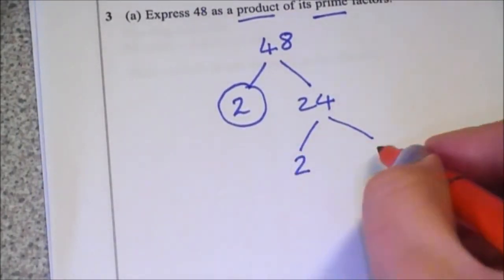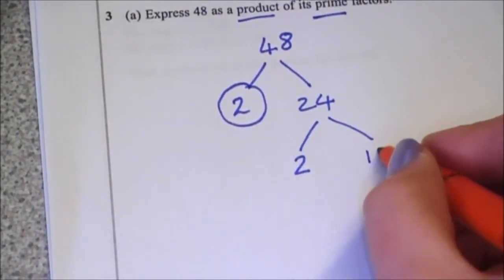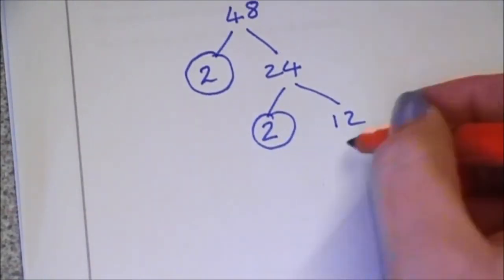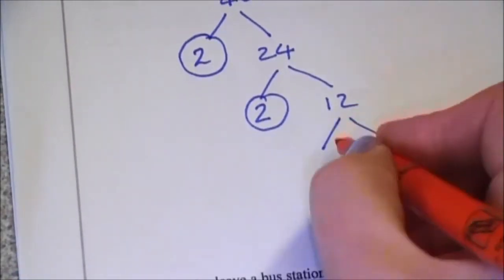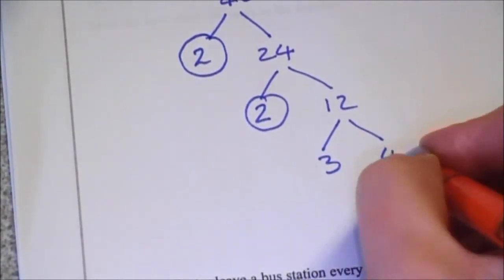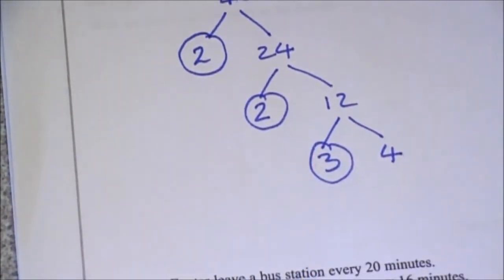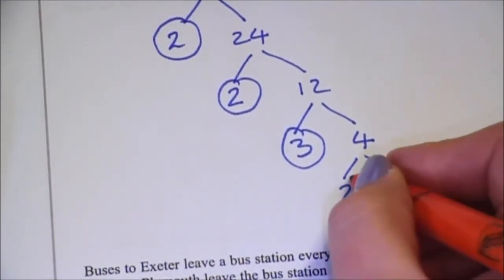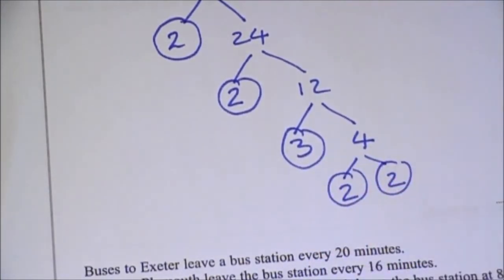Again, it's even, so I'm going to go for 2. And 2 times 12 is 24. Any primes? Yes. Then I'm going to break 12 down into 3 times 4. And 3 is a prime. Then I'm going to break 4 down into 2 times 2. And both of those are prime. So I can stop there.